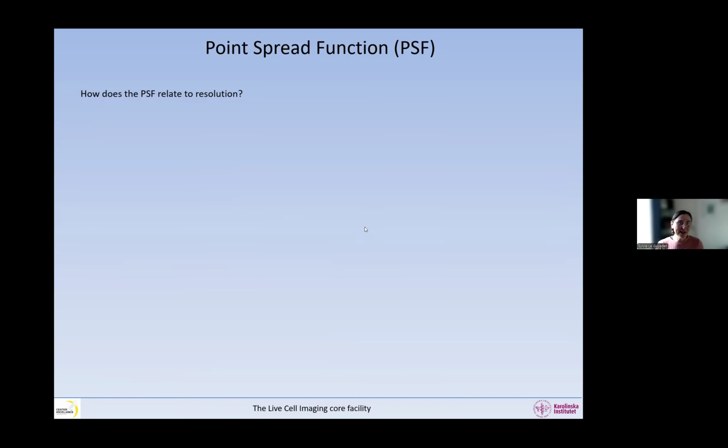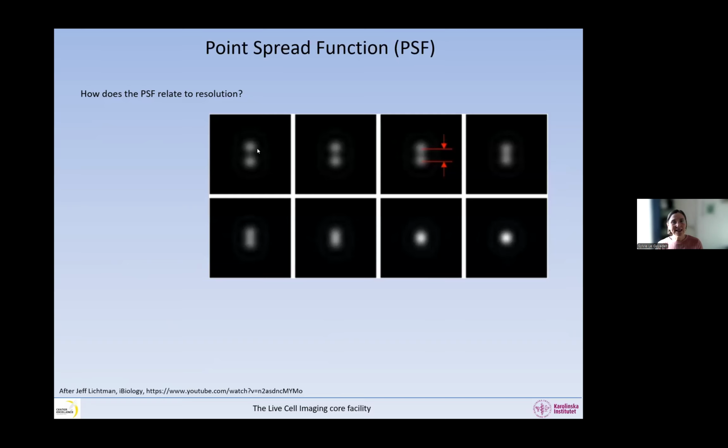How does the point spread function relate to the resolution? So here we can see images of small beads. I'm not sure if they're real images or simulated. We have these two point spread functions that would correspond in our sample to two small fluorescent dots. And here they're quite far away from each other. By the way, these images come from the same biology microscopy course by Jeff Lichtman, and it's on YouTube. So when the two small spots in our sample are far away from each other, the two point spread functions do not interfere, where the rings interfere, but not the main lobes.